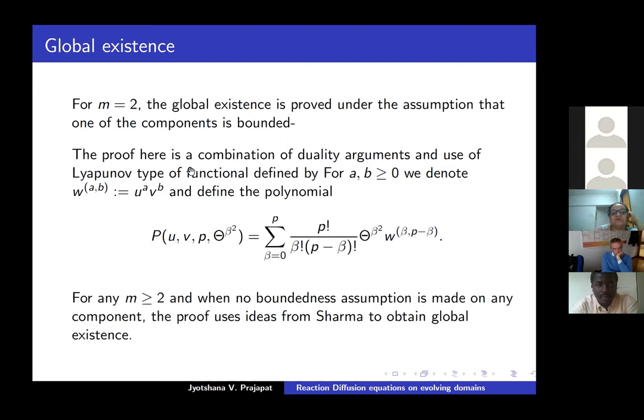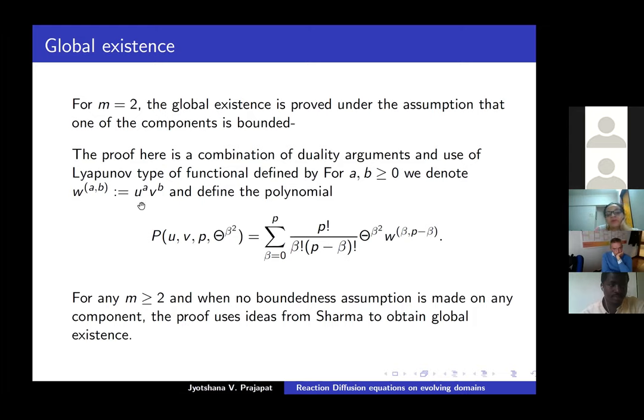And what one does is one uses a Lyapunov type of functional, which is defined by this particular polynomial. As you can see, I have written it only for the two components case. So one uses this kind of functional, differentiates it with respect to t, derives a Grunewald type of inequality, and then shows that the solution is bounded up to the boundary t equal to t max. That would be a contradiction to the local existence, where we have already shown that the solution norm goes to infinity as t approaches t max. So that is how one arrives at a contradiction to the fact that t max is finite.